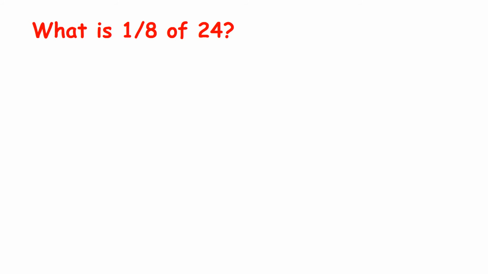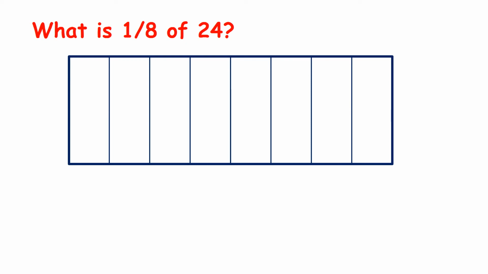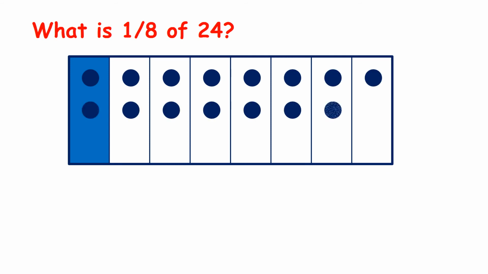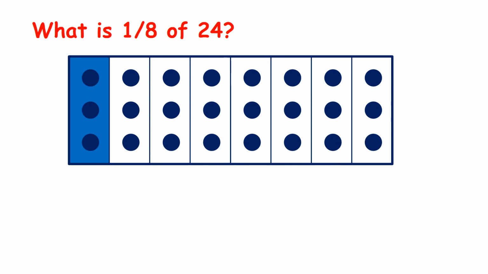So now pause the video and see if you can work out 1/8 of 24. If we have 1/8 of a shape, we have 1 part out of 8. So let's share out 24 between our 8 parts. We have 1, 2, 3, 4, 5, 6, 7, 8. Now we have 16. And now we've shared out 24.